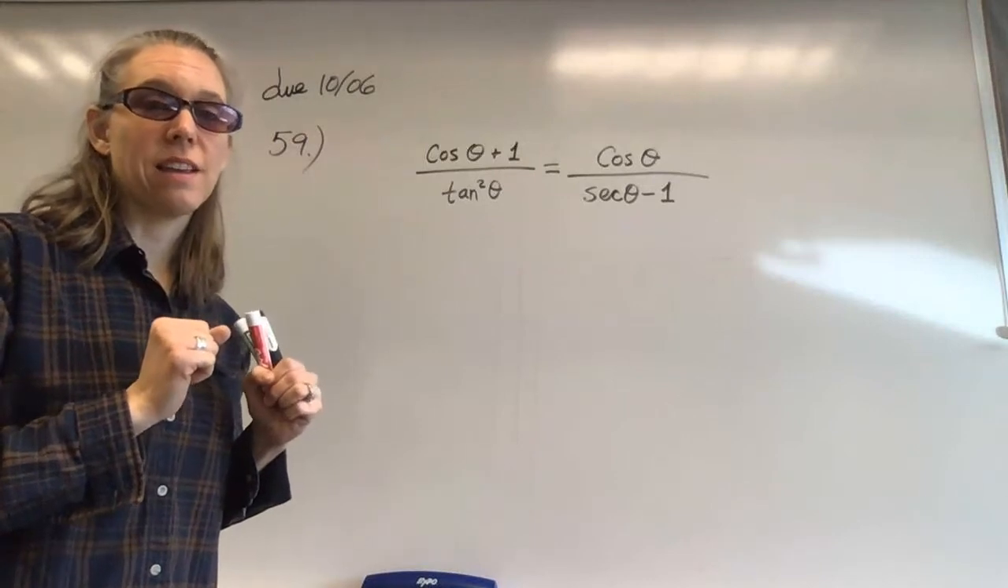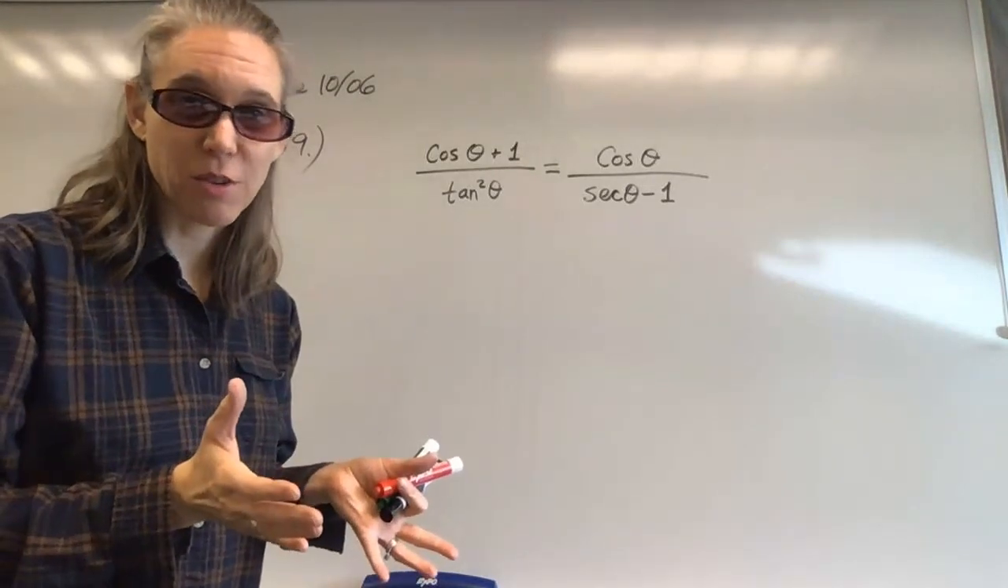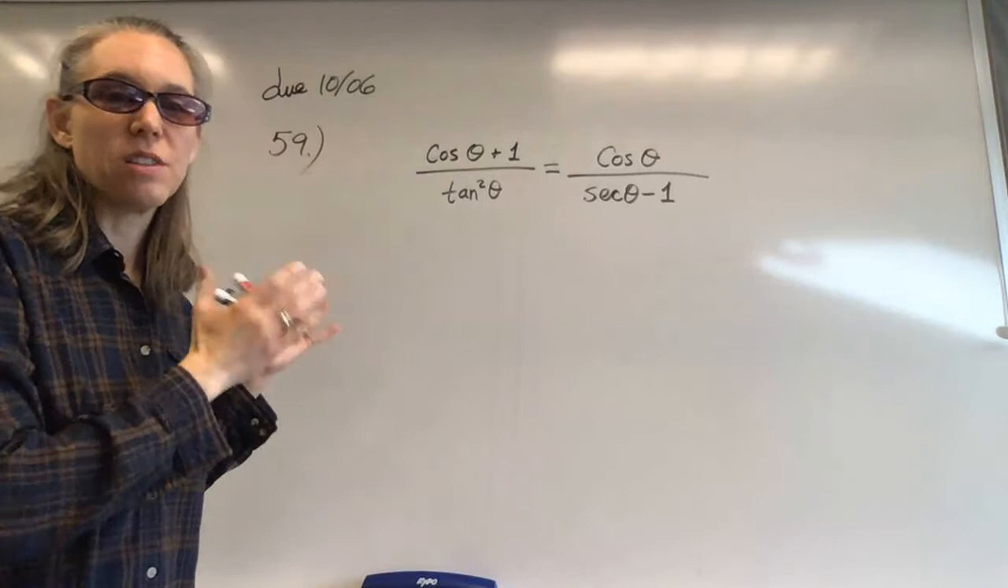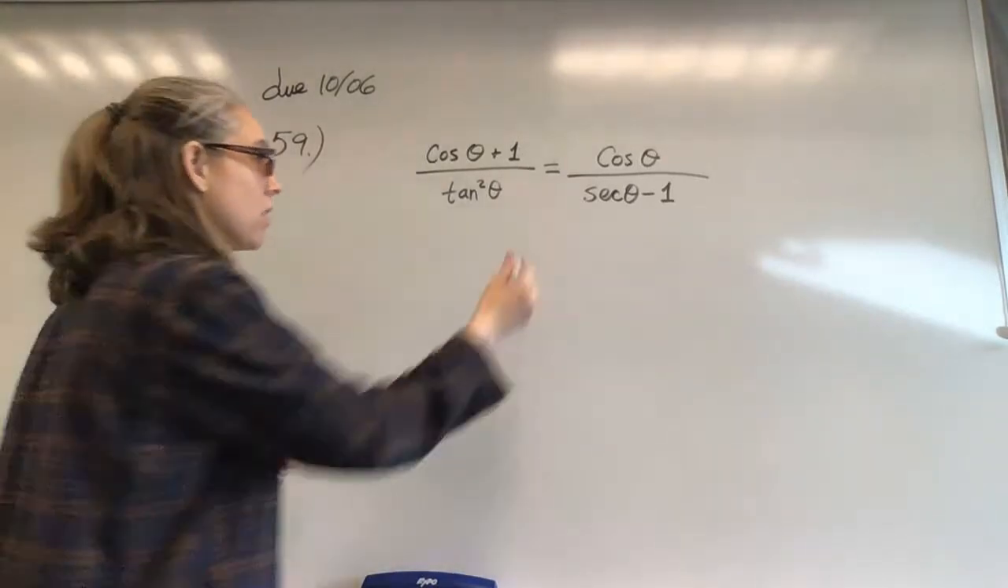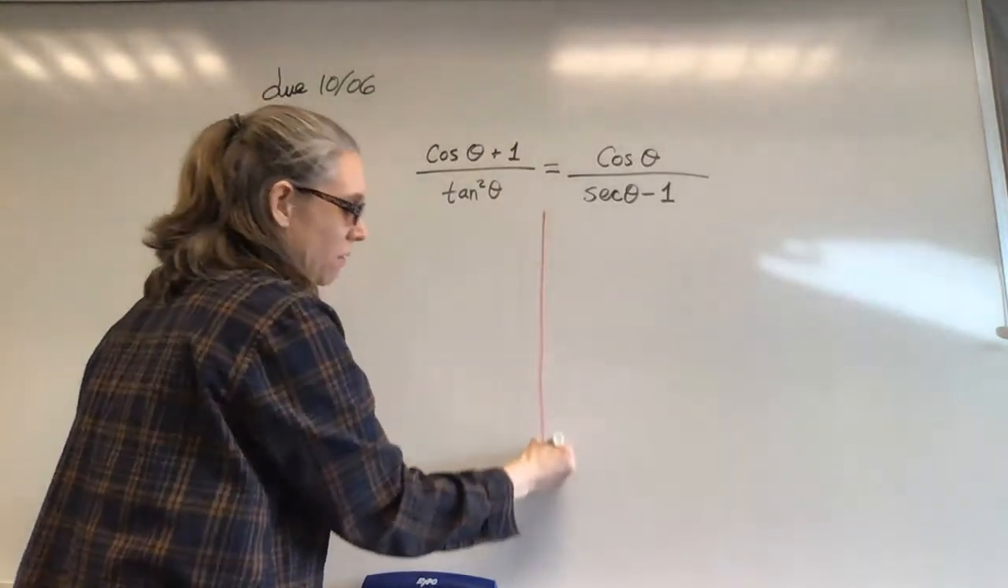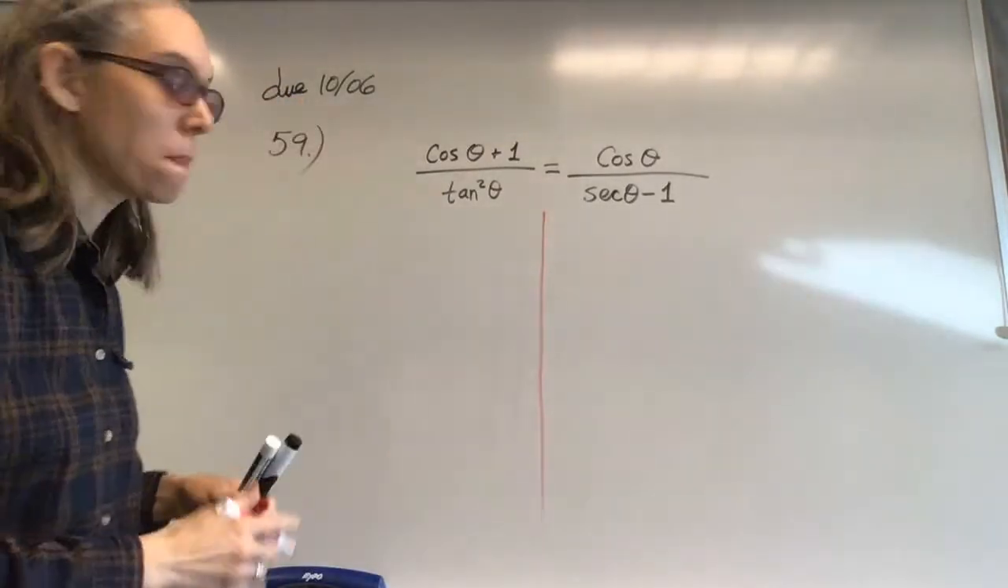We're now back in a proportion section of intermediate algebra. We are trying to verify that the left is equal to the right. So the left and the right cannot interact with each other. Draw the big red line.